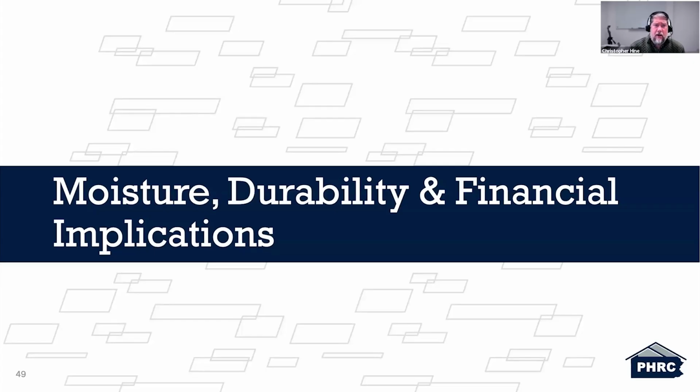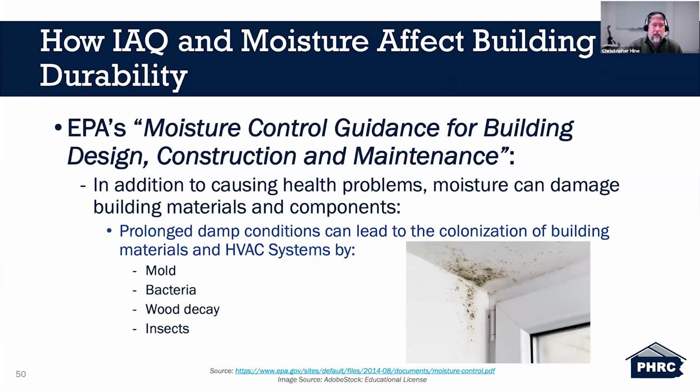All right, so looking here into moisture durability and financial implications, and I'm not necessarily going to be talking about the construction financial implications. I'm going to be talking about medical financial implications. So EPA, Environmental Protection Agency, has a document called Moisture Control Guidance for Building Design, Construction, and Maintenance. And in that, it talks about different areas where you can have health-causing problems due to moisture in the area. Prolonged damp conditions can lead to the colonization of building materials and HVAC systems by mold, bacteria, wood decay, and insects.